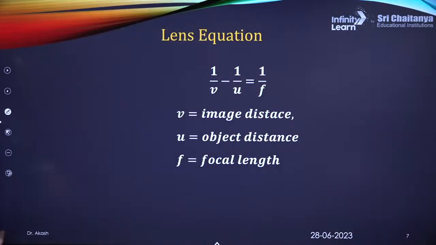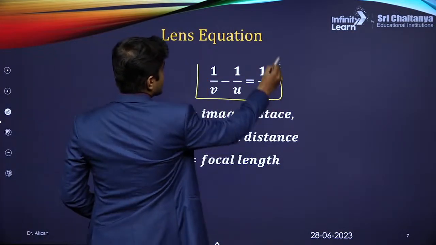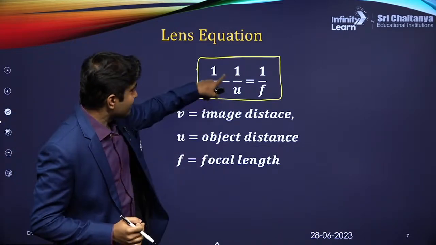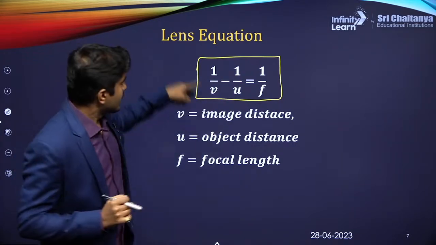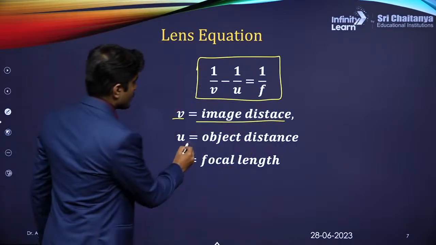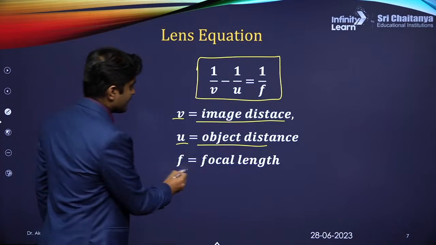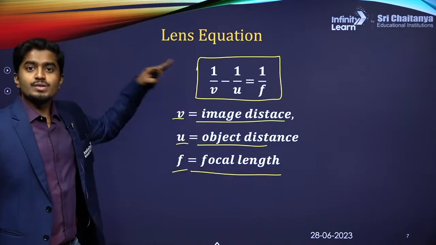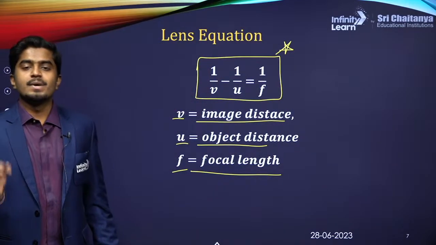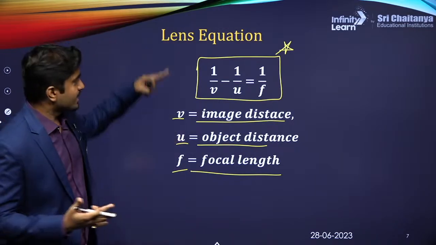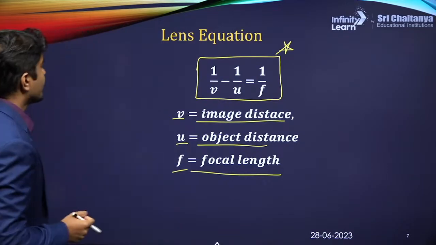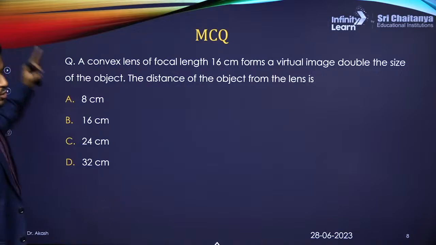Clear? Now this equation is called the lens equation. It is very similar to the mirror equation, just that there is a minus sign. That is very crucial. So 1 by V, what is V? V is the image distance, minus 1 by U, U is the object distance, and F is the focal length. If you want to use this equation correctly, you have to use a proper sign convention. If your sign convention is correct, then only you can use this equation, otherwise you cannot use the equation.